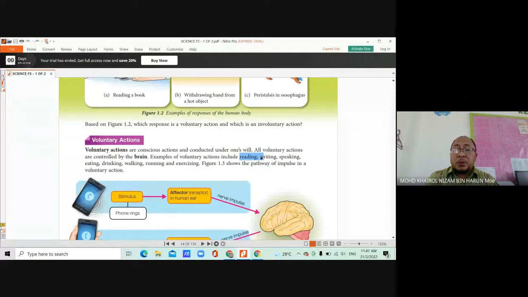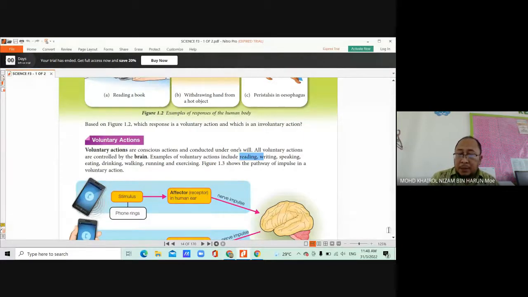Writing, we can control what we want to write. Speaking, we can control what to speak and how to speak. Eating, drinking, walking, running, and exercising. When we exercise, we can control how long we want to exercise, for example. So this is among the activities that is classified as voluntary action.